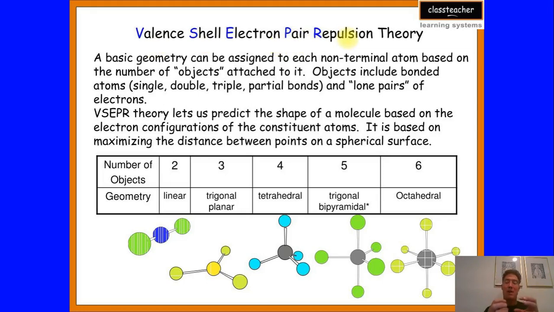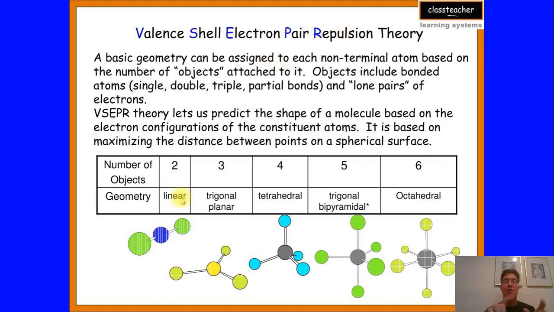So if you have two bonds with electrons, or two sets of lone pairs, doesn't matter, they're going to want to orient themselves on the molecule as far from each other as possible. So if you have two pairs around a molecule, they're not going to both be clustered up here together. They're going to orient themselves on opposite sides or opposite poles of the atom, and they're going to get 180 degrees apart.